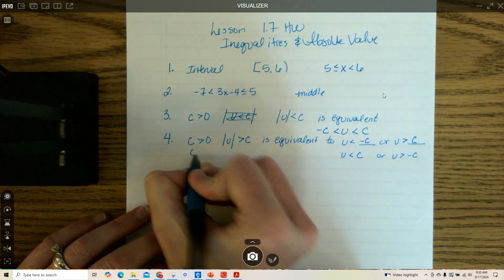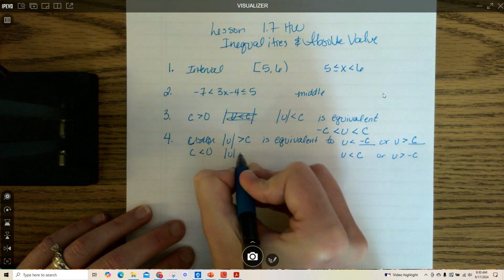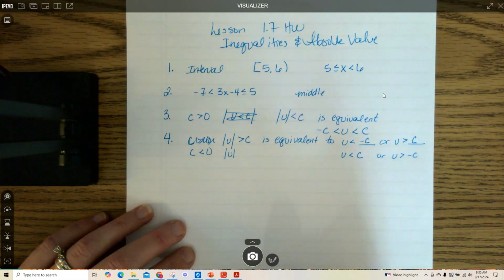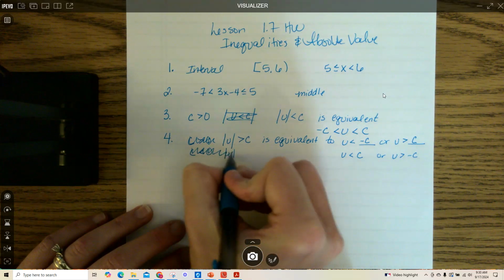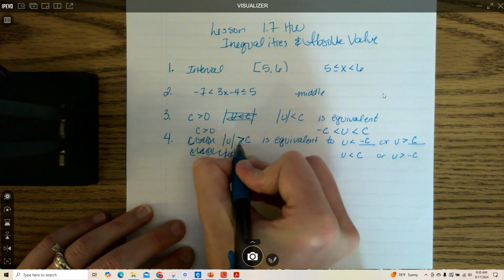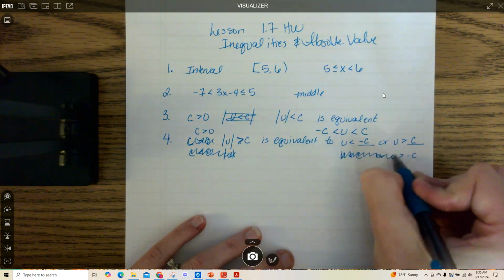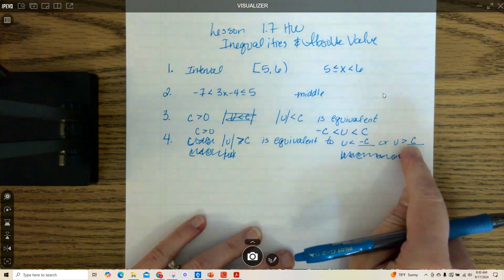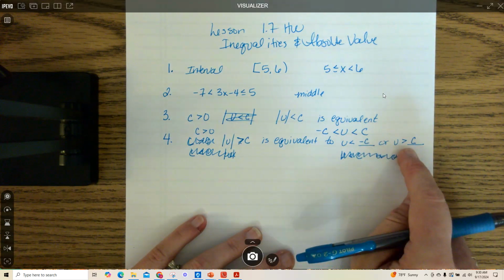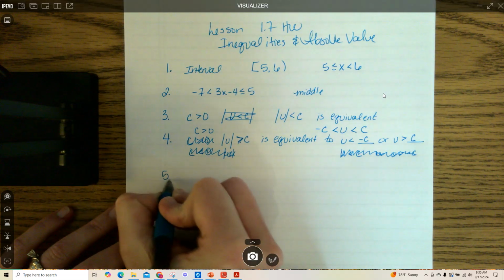No, you had it right. C is greater than 0, and the absolute value of u is greater than c. Oh, this one is switched. Okay, so yes, that's right. Sorry, I didn't notice that. Negative c, then positive c: less than negative c, greater than positive c. Okay, number 5.